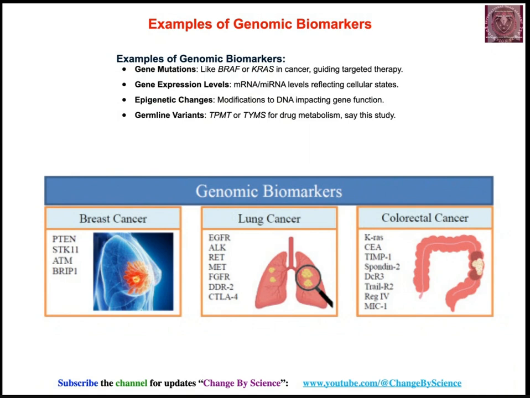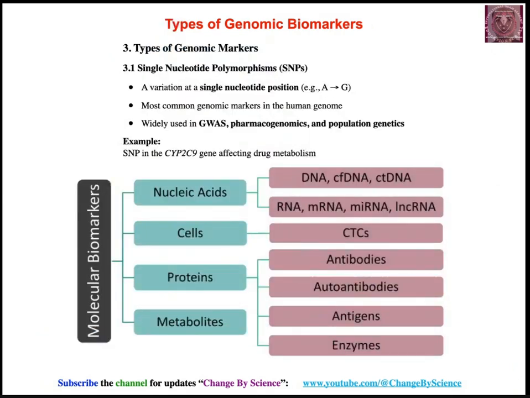But if you want to see different subsections of genomic biomarkers, for example, in terms of gene mutation, then BRAF, KRAS in cancer, guiding targeted therapy. In terms of gene expression level, miRNAs and mRNAs, levels reflecting cellular states. Epigenetic changes, for example, modifications to DNA impacting gene function. Then germline variants, TPMT or TYMS for drug metabolism. So now it comes to the types of genomic biomarkers.